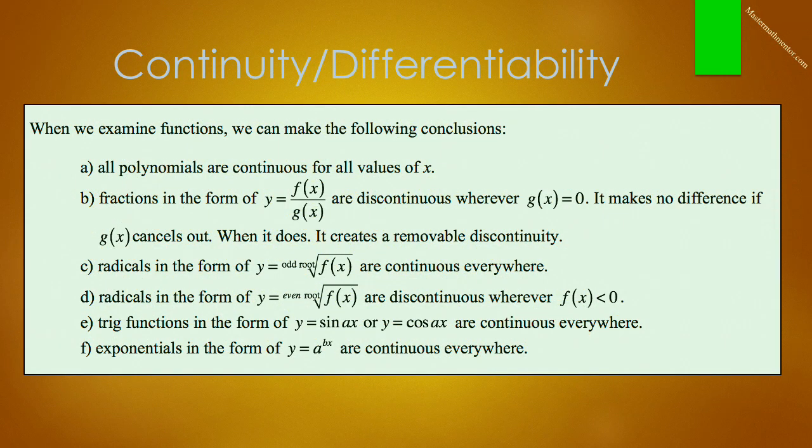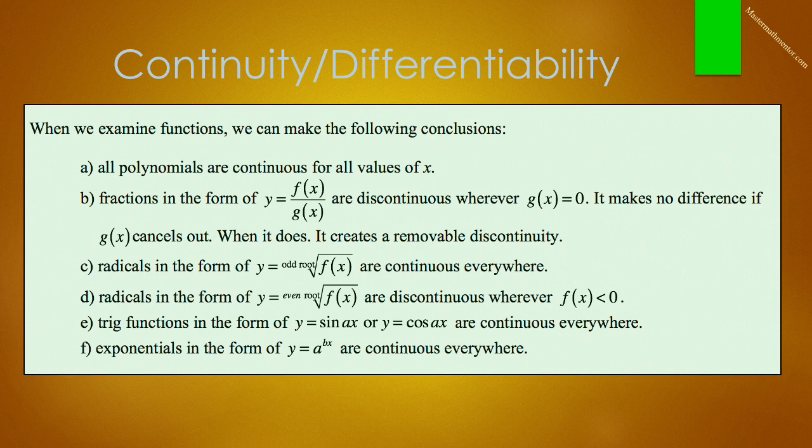In terms of continuity, when we examine functions, we could make the following conclusions. A, all polynomials are continuous for all values of x. B, fractions in the form of y equals f of x over g of x are discontinuous whenever g of x is equal to 0. It makes no difference if the g of x cancels out with the numerator. When it does, it creates a removable discontinuity.